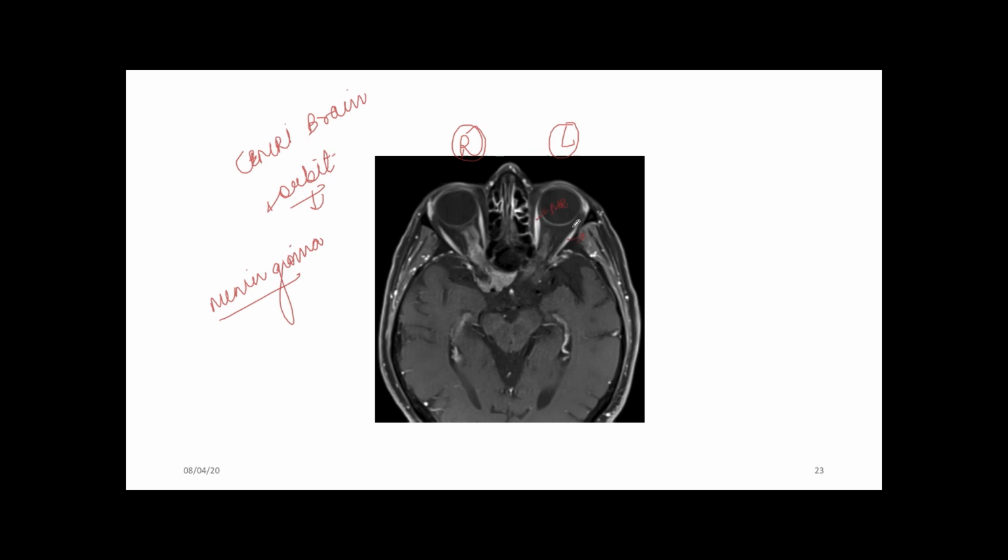This is the thin normally enhancing lateral rectus, and in the center you are seeing a minimally enhancing structure, that is the normal optic nerve. So this is a normal optic nerve on the left side. Whereas on the right side, there is a thick sheet-like enhancement along the optic nerve.